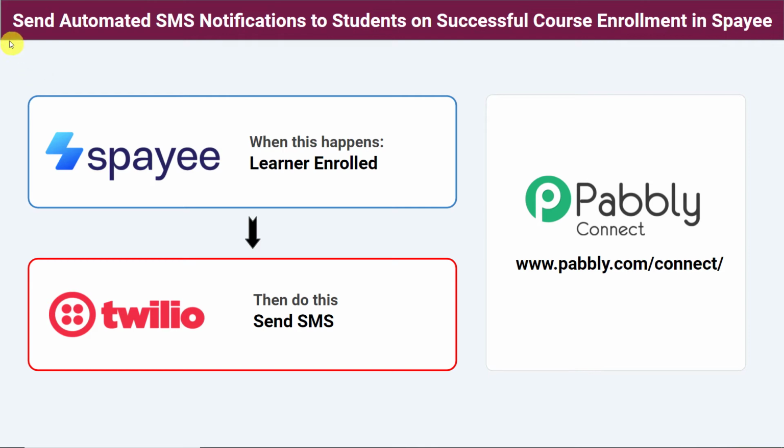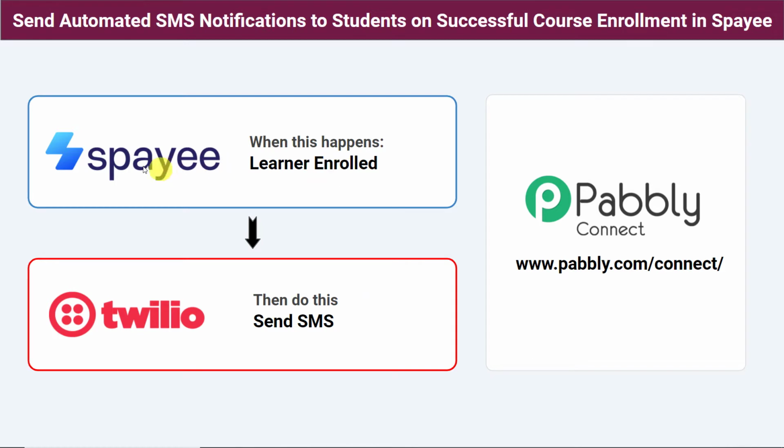Hello everyone. So in this video we will learn how to send automated SMS notifications to students on successful course enrollment in Spayee. Spayee is an online course and learning management platform, and 𝗏𝗏𝗍 is an SMS sending software. Imagine this, you have enrolled a learner to your Max Algebra class in Spayee. The idea is that the same learner will get an SMS from me, and this SMS will contain the joining link of the course and the rest of the details of the course.